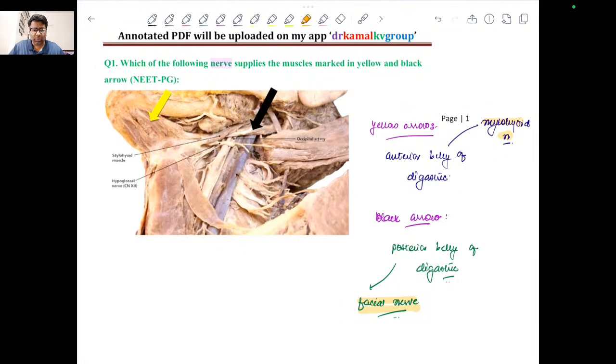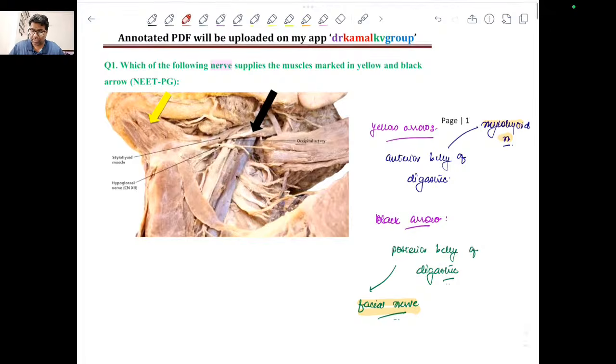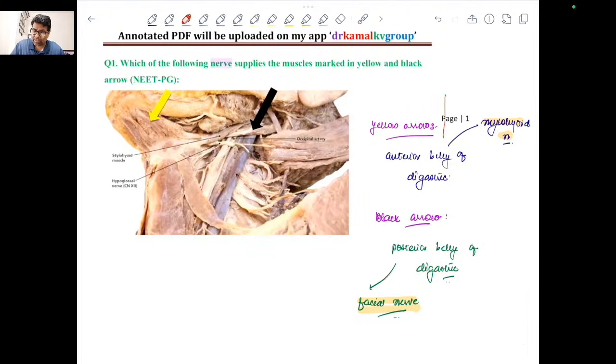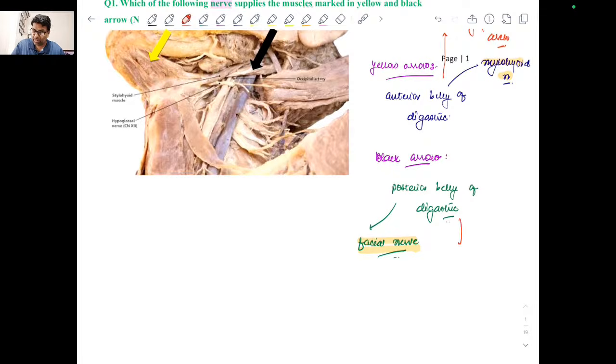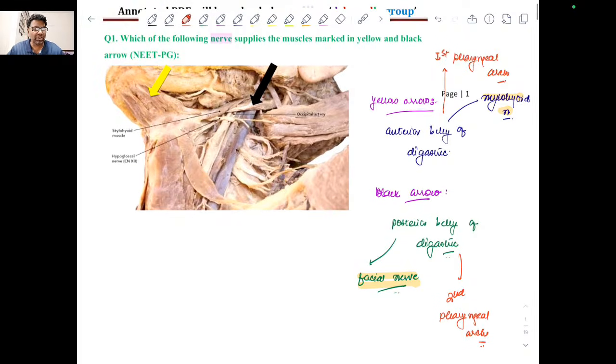Now one thing I was telling you about is the embryological concept. The anterior belly of digastric is a derivative of the first pharyngeal arch, and the posterior belly of digastric is a derivative of the second pharyngeal arch. Now these are some questions which are repeated again and again, so please be very good with this concept, and this will definitely help you, right?